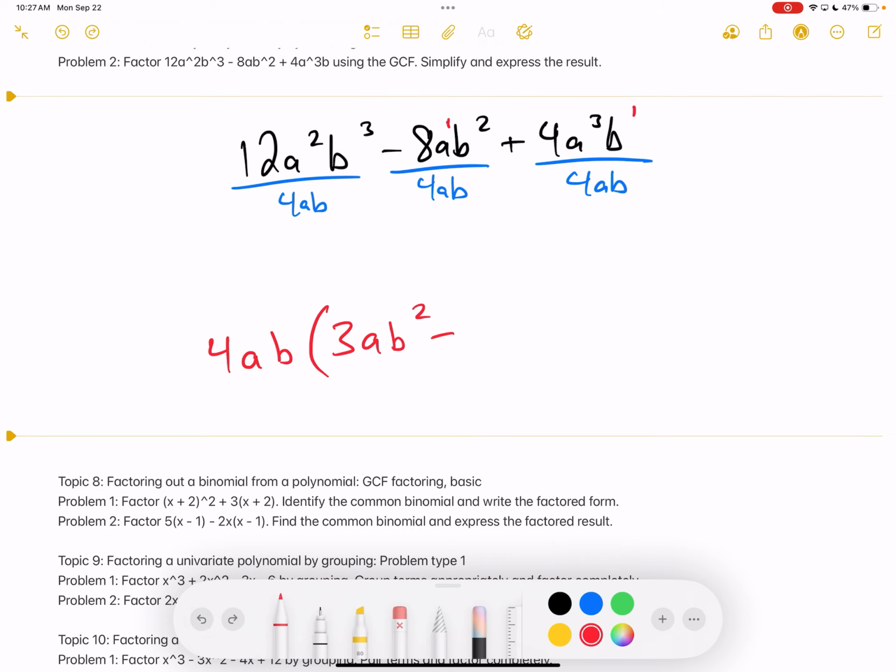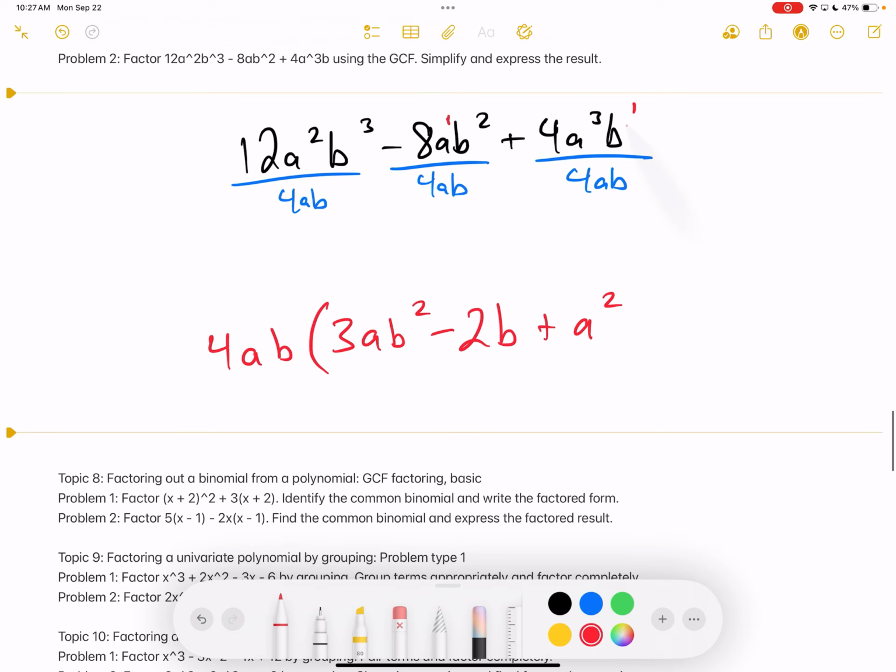Negative 8 divided by 4 would be negative 2. There's 1 a, and I take away that a, so the a's go away. My b's, there's 2 of them, and I take away one of them. So there's 1 b left. 4 divided by 4, they cancel out. I got 3 a's. I'm taking away one of them, so I got 2 a's left. The b's, there's one of them, and I take away one of them, so there's no b's left.